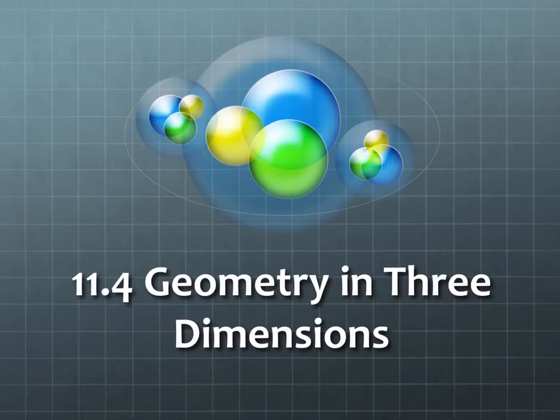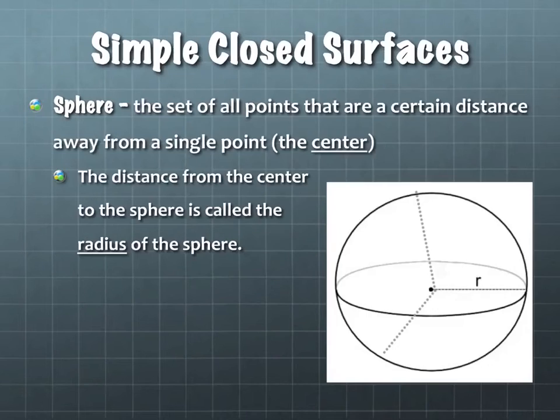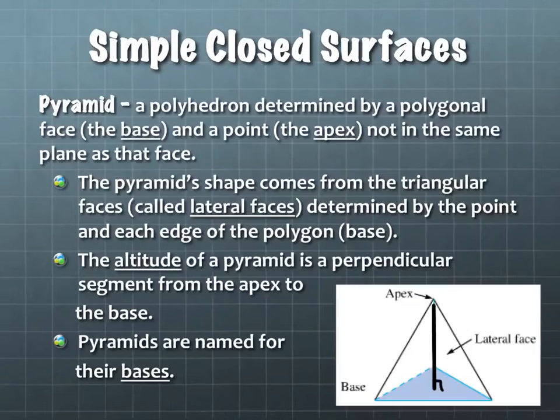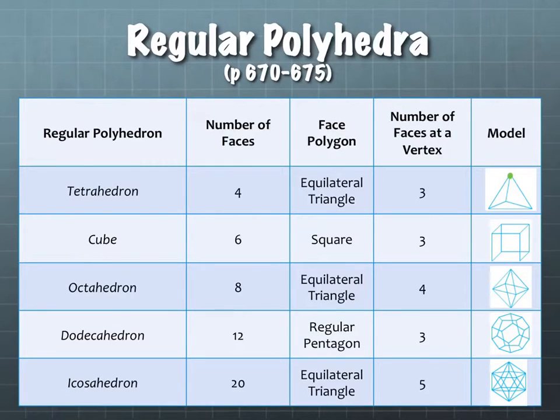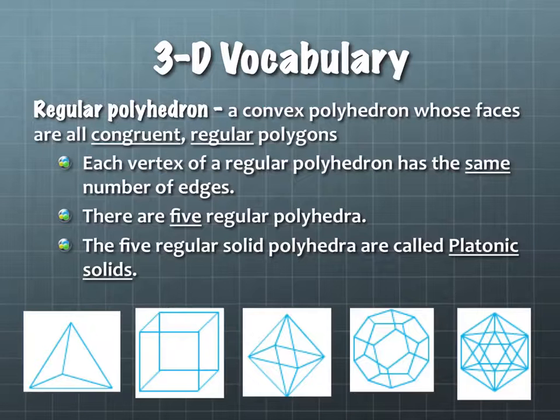All right, so section 11.4 is geometry in 3 dimensions. We started this last time, and we talked about these shapes right before we hit a big, giant box. And let me flip back to what we were talking about. What we were talking about was the 5 regular solid polyhedra called Platonic solids. There's only 5 of them.